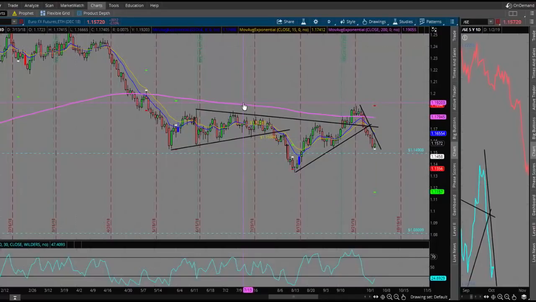There's also a micro contract and a mini contract. The mini contract is half the size. Mini futures contract is $6.25 a tick, and then there's also the micro euro, which is a tenth of the size, or $1.25 a tick.